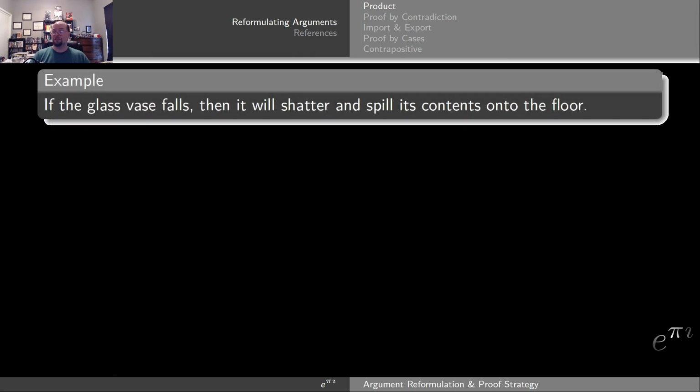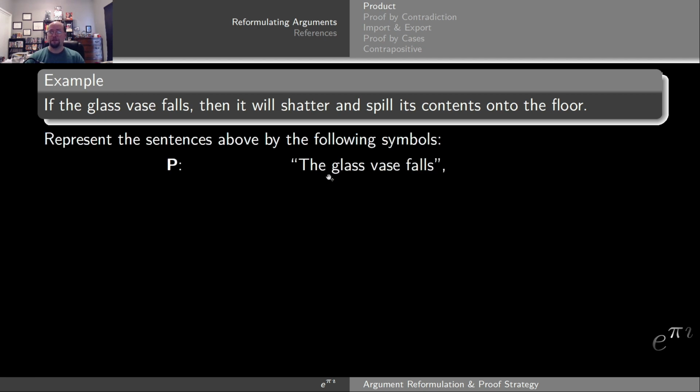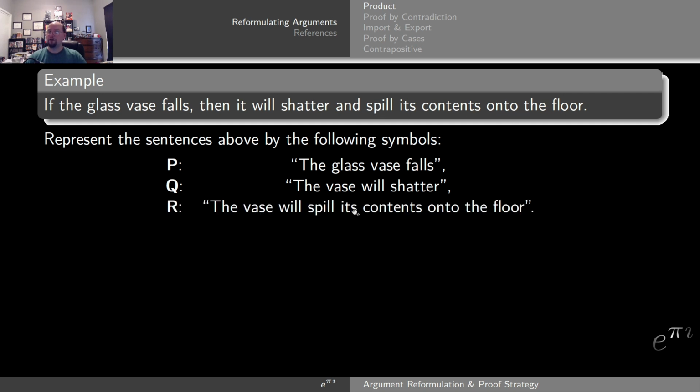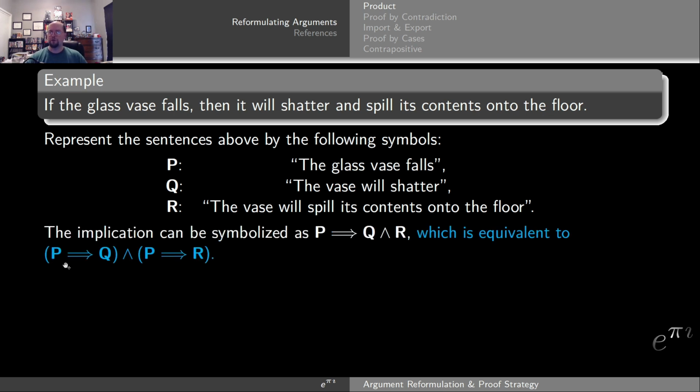As an example, let's consider this implication. If the glass vase falls, then it will shatter and spill its contents onto the floor. Let's represent the sentences above with the following symbols. The hypothesis, the glass vase falls, will be represented by P. The first conclusion, it will shatter, will be represented by Q. The vase will shatter. The second conclusion, will spill its contents onto the floor, will be represented by R. The vase will spill its contents onto the floor. Thus, the implication can be symbolized by P implies Q conjunction R, which, as we've seen, is equivalent to P implies Q conjunction P implies R.